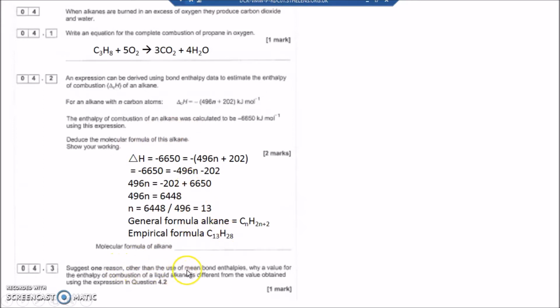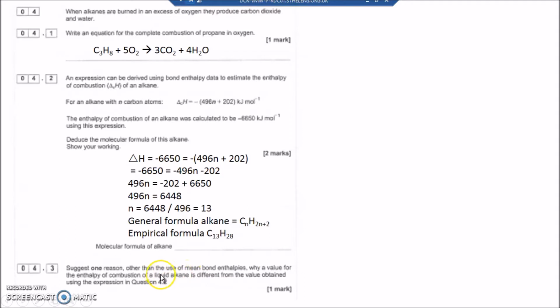Suggest one reason, other than the use of mean bond enthalpies, why a value of the enthalpy of combustion of a liquid alkane is different from the value obtained in the expression. Tricky question, this. The liquid needs to be heated and turned to a gas before it will combust. Your fuel needs to be evaporated into a gas before it will actually react with oxygen and burn.